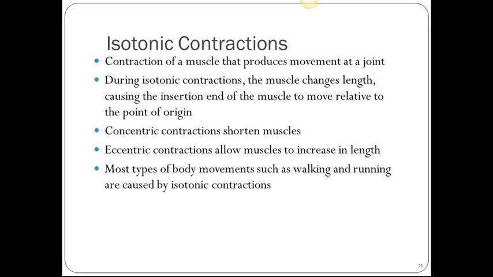Isotonic contractions are contractions of muscle that produce movement at a joint. During isotonic contractions, the muscle changes length, causing the insertion end of the muscle to move relative to the point of origin. Concentric contractions shorten muscle. Eccentric contractions allow muscle to increase in length. Most types of body movements, such as walking and running, are caused by isotonic contractions.